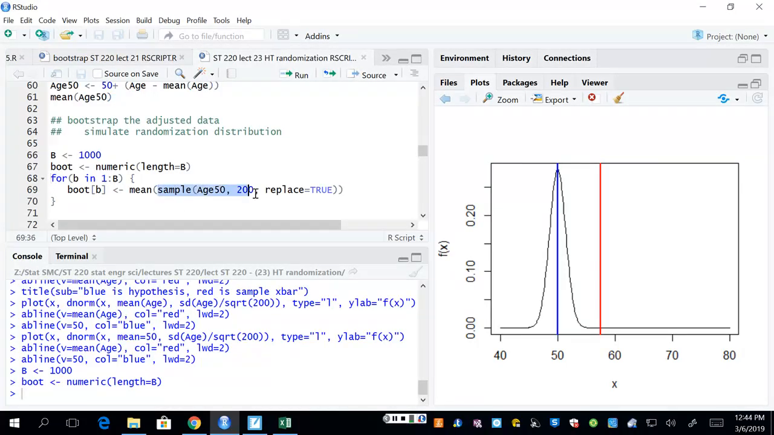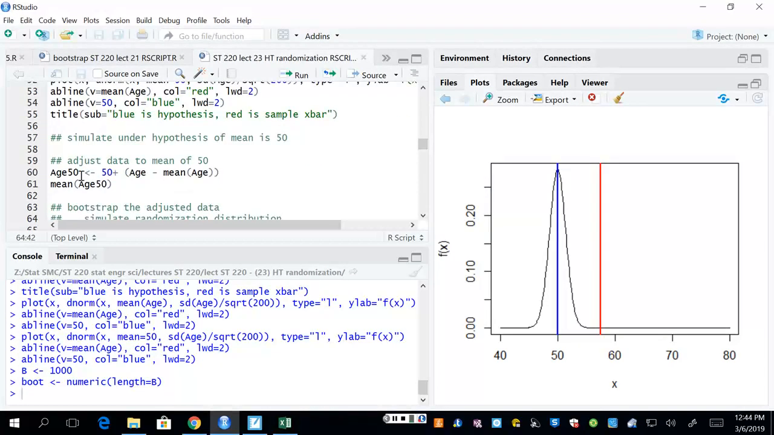To generate each bootstrap sample, I'm going to sample from my original ages. I'm going to adjust the data here. Our original data is not centered at 50, it's centered at 57. But if I shifted everybody over, kind of artificially, to make the sample consistent with 50, it would mean moving everybody over. This new thing called age 50 is going to take my age and subtract its actual mean, so that the average of age minus its mean is just 0. And I'm going to add 50 back in. So I'm going to shift everything over to an average of 50.